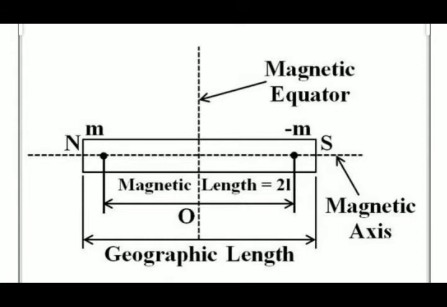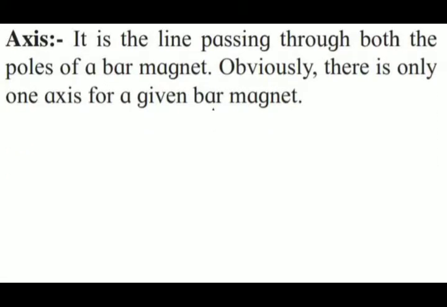Now let's see one by one as it is defined in your textbook. So axis, basically it is the line passing through both the poles of a bar magnet, and obviously there is only one axis for a given bar magnet. So this is the simple definition of the axis of a bar magnet.